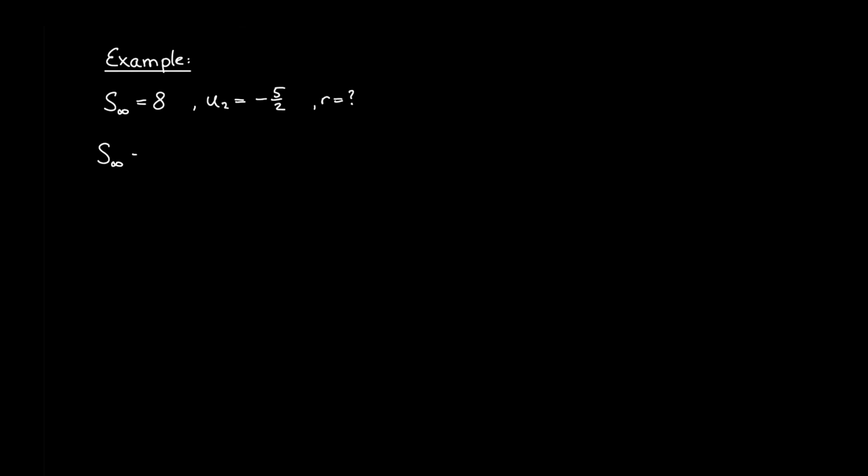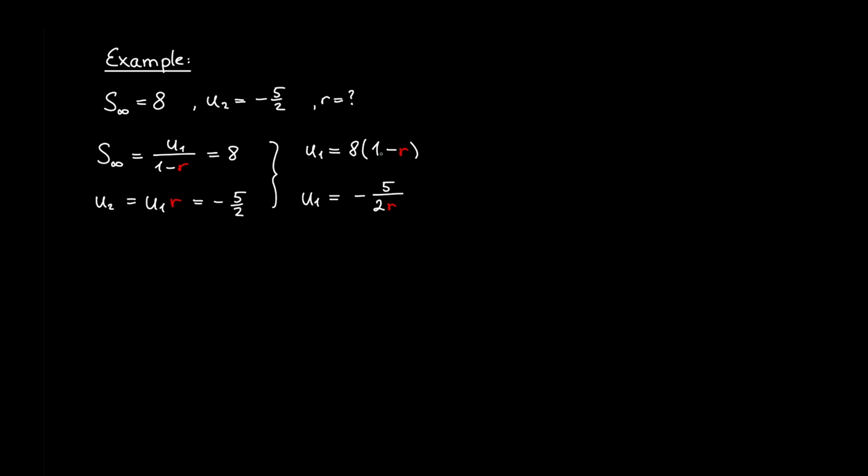The sum to infinity is given by u1 divided by 1 minus r, and that's equal to 8. The second term of a geometric series can be rewritten as u1 times r, and that's equal to negative 5 over 2. Here we have two unknowns, namely u1 and r, and we have two equations, thus we can solve a system of equations. An easy way to solve this would be using substitution. I multiply by 1 minus r on top and divide by r on the bottom. So now I have an expression for u1 in two different ways, which means I can equate them to each other. Solving this is quite simple.